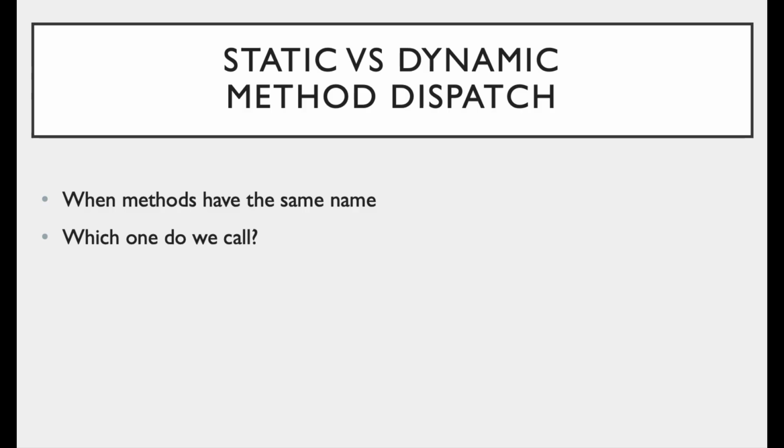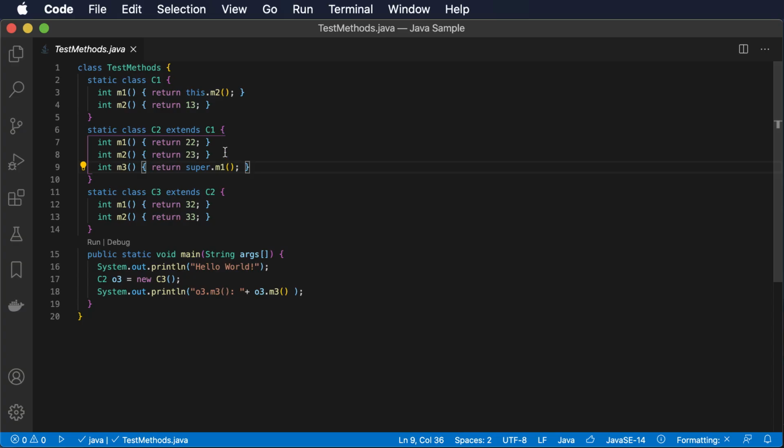Next, let's talk about static versus dynamic method dispatch. What that deals with is when methods have the same name in a parent and a child class, which one do we call? Now here in Java, I've created three separate classes, class C1, class C2 that extends C1, and class C3 that extends C2. Now, each one of these classes has methods with the same names. Notice method 1, method 2, method 1, method 2, method 3, method 1, method 2 in each one of those classes.